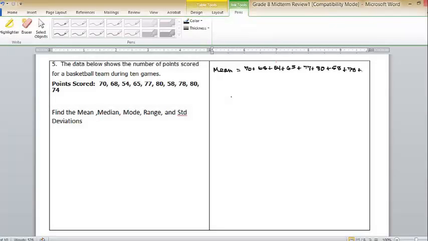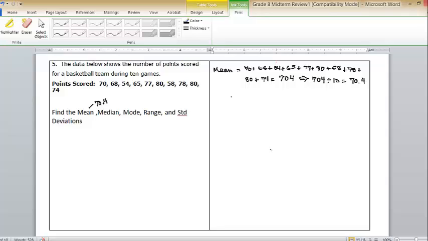If you remember, in order to find the mean, all you do is add all your numbers in the data set and divide the sum of those numbers by the total number of data. So in here we have 10 different numbers. We're going to go ahead and add all of our numbers, and that'll give us 704, and we're going to divide 704 by 10, and that'll give us 70.4. This tells us that our mean is 70.4.